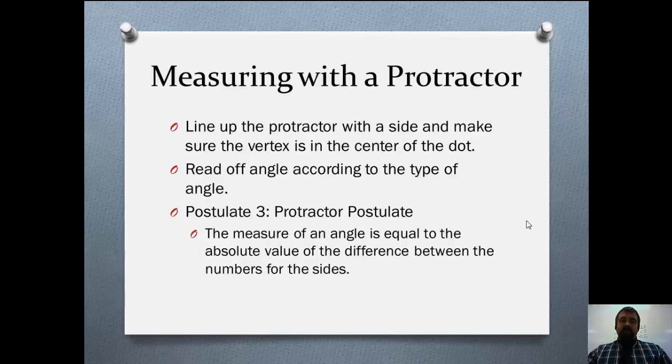For the last part here, we are going to be learning about measuring with a protractor. When we talk about the measure of an angle, we're talking about its size.